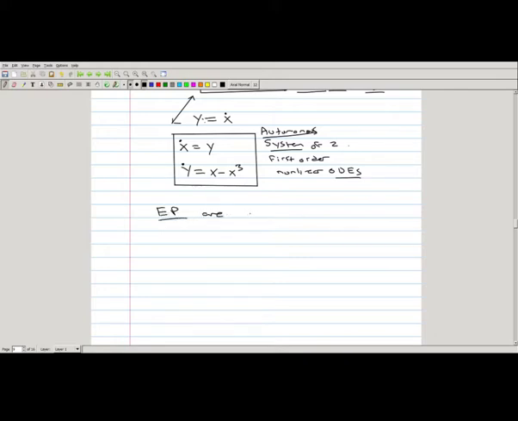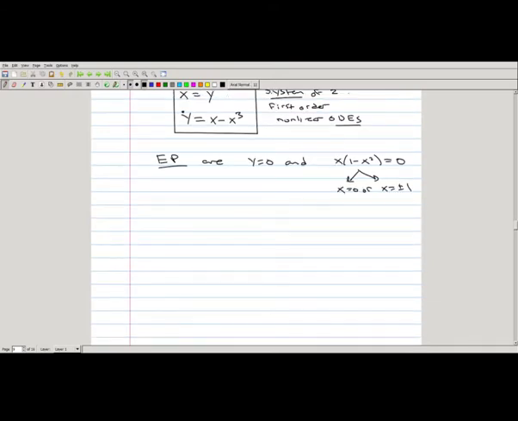Equilibrium points are where y equals 0 and where x times 1 minus x squared equals 0. And this can be satisfied in two ways. The first one is where x equals 0, or where x is equal to plus or minus 1. So to get an idea of what this phase space is going to look like, we have a two-dimensional space for our orbits. We're going to have three equilibrium points, one right here, one right here, and one right here.